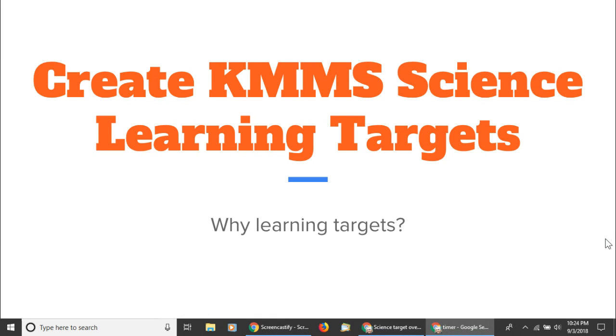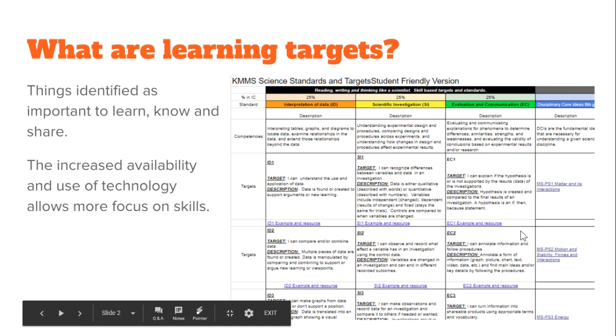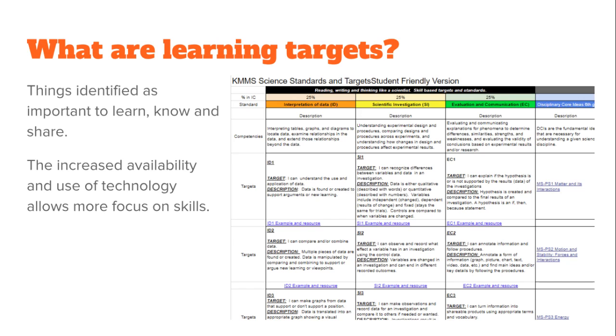I wanted to explain a little bit about our science learning targets for the year and why we use them, and a little bit about how you can be more effective with them. So, what are they? Well, learning targets are essentially things that are identified that are important to know, learn, and share. The thing that I found over the years that I've taught is that it's gone more from the things that you can remember to more of the things that you know how to do when you see certain information in front of you.